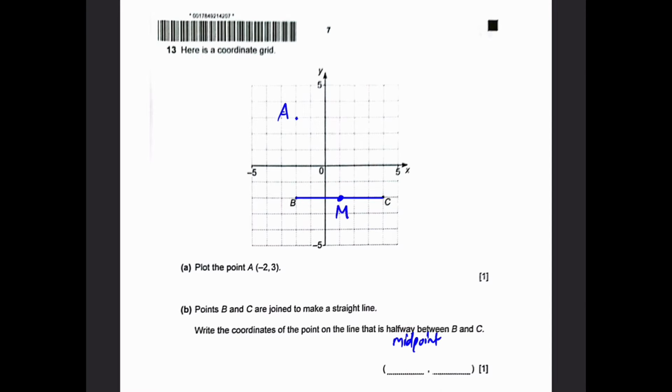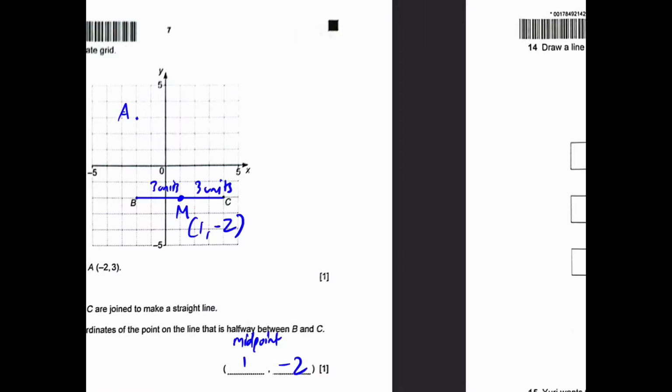Let's just call that M. So there's 3 units and 3 units. It'll be equal. That is halfway between B and C. M coordinates are 1, minus 2. That's the answer. Let's go to question 14.